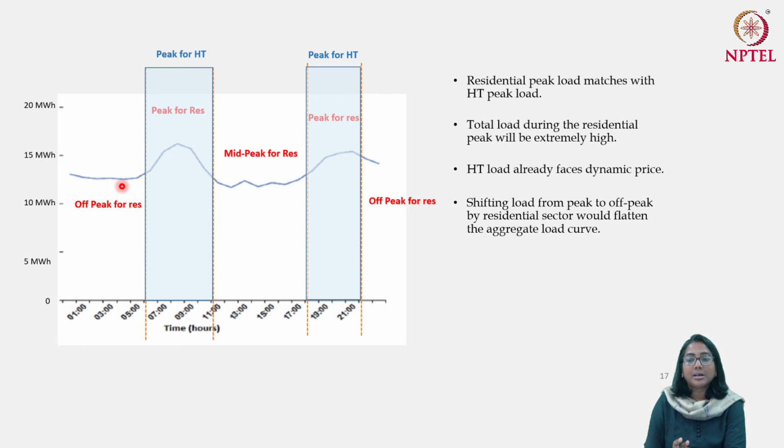So if the residential peak load and the industrial peak load more or less coincide or more or less look similar, only then does it make sense to incentivize the household sector to shift their peak load to some off-peak period.